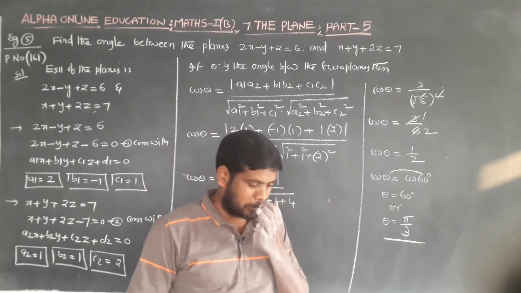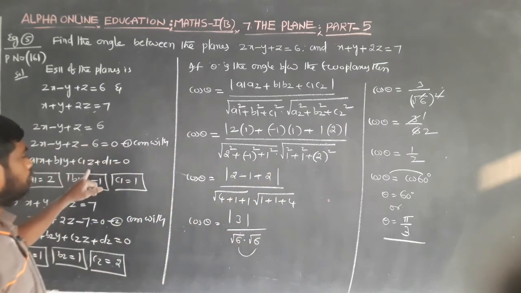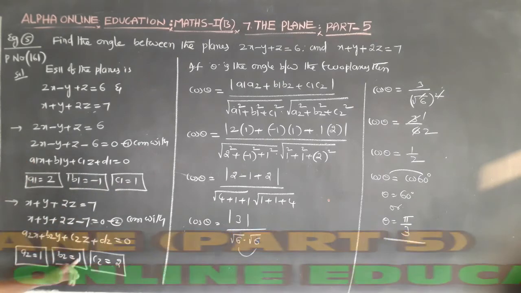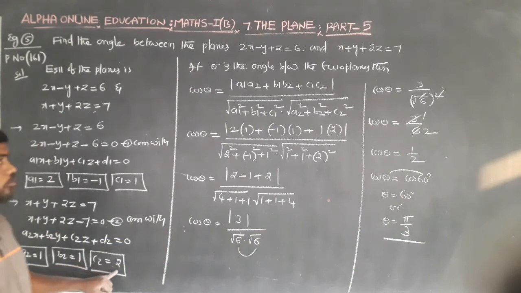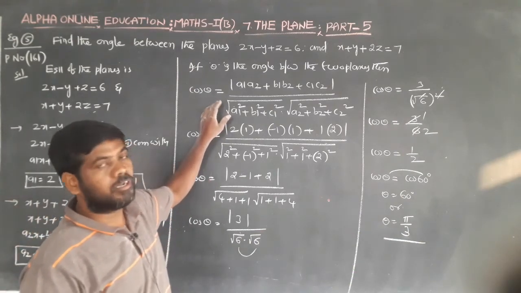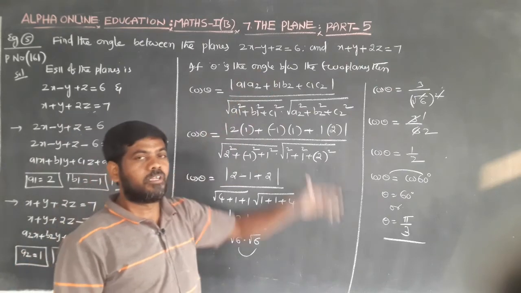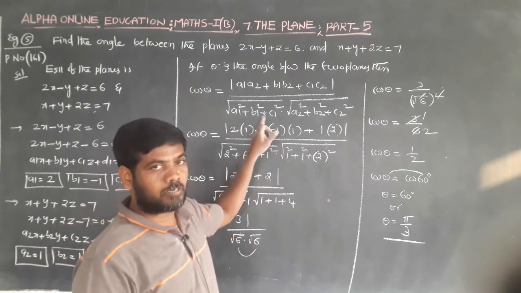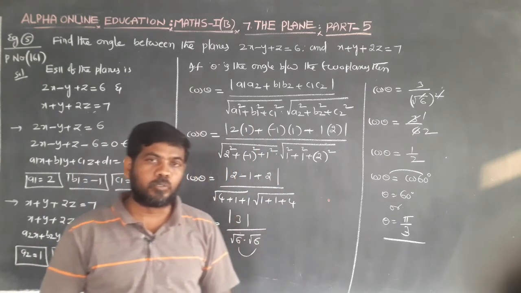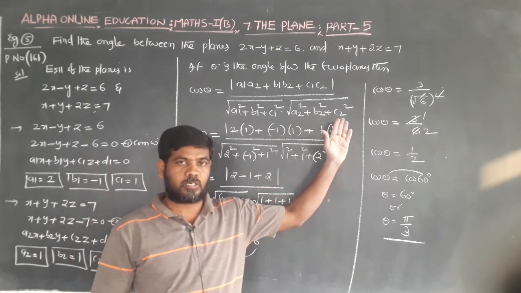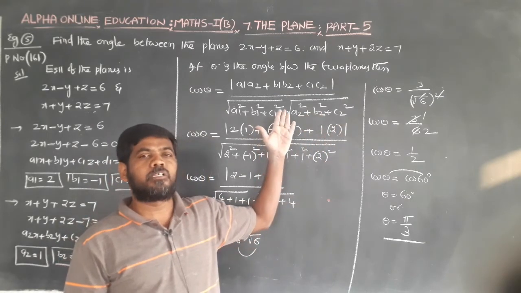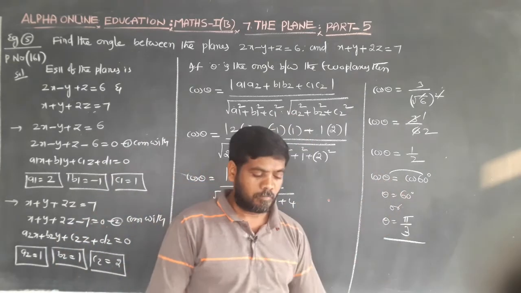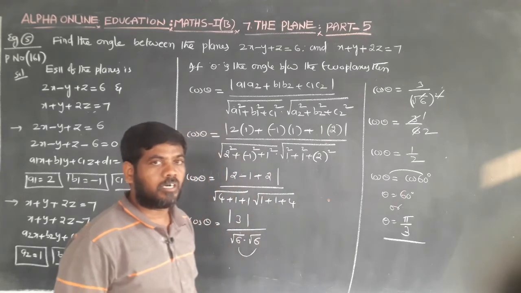This is the process. First plane, comparing with the first plane, find the values A1, B1, C1. Second plane, comparing with the second plane, find the values A2, B2, C2 and by using the formula cos theta is equal to mod of A1 A2 plus B1 B2 plus C1 C2 by under root of A1 square plus B1 square plus C1 square into under root of A2 square plus B2 square plus C2 square. Substitute A1, B1, C1 and A2, B2, C2 values and simplifying. This is the process for finding the angle between the two planes.